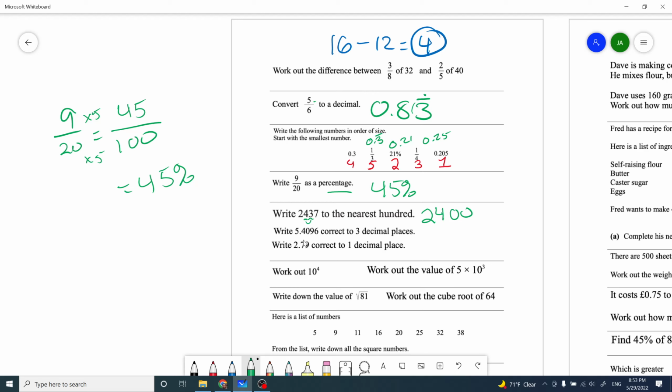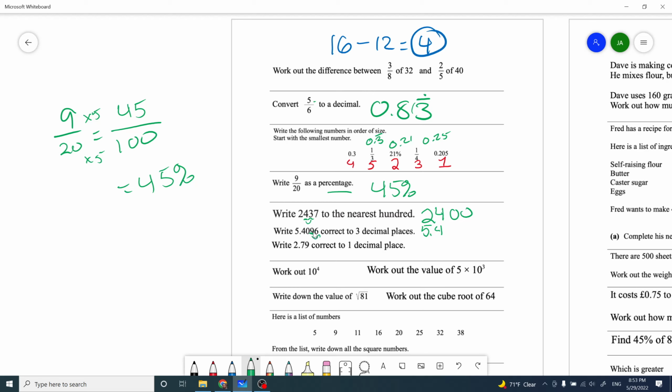Next we need to write 5.4096 correct to 3 decimal places, so we're going to have 3 numbers here. So I already know that 5.4 is going to be correct. So we're going to have it up to here, so I need to look at the number after this. See if it is 5 or greater, I'm going to round up, and if not, I round down. Here, it's 5 or greater, right? It's 6, so that means I'm going to round up.